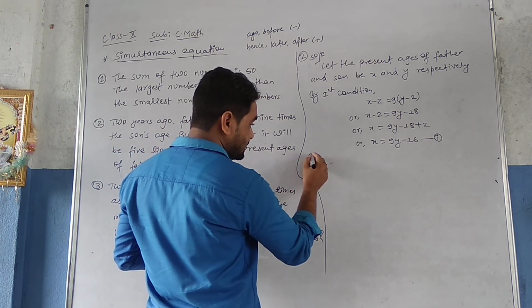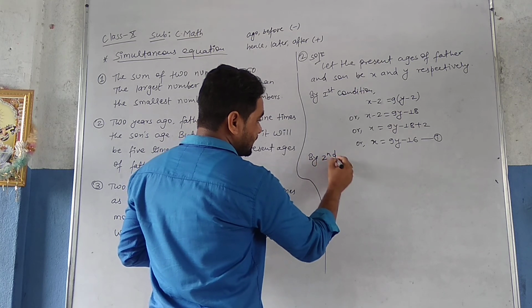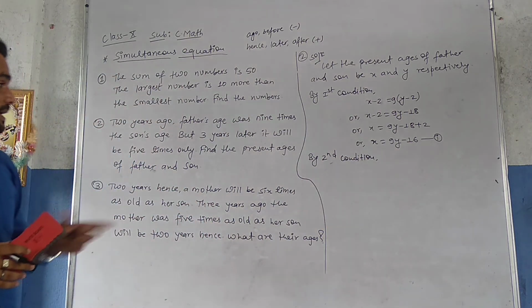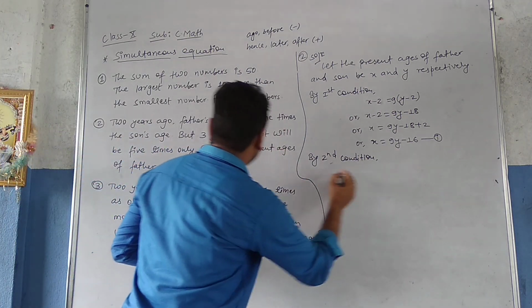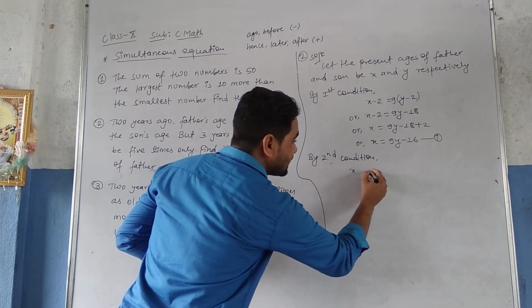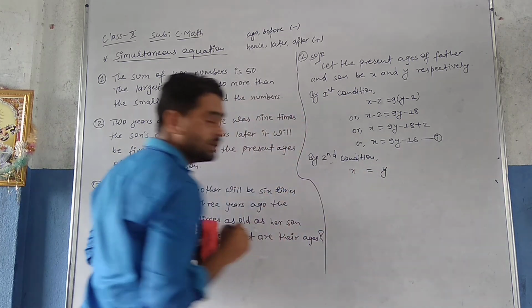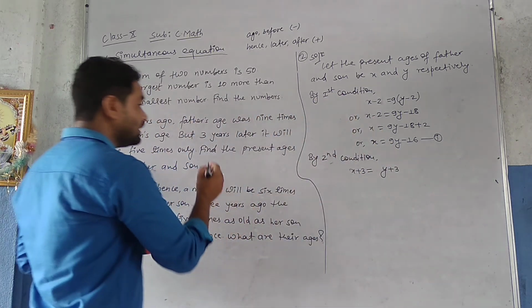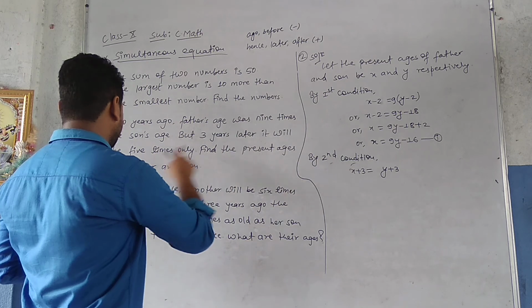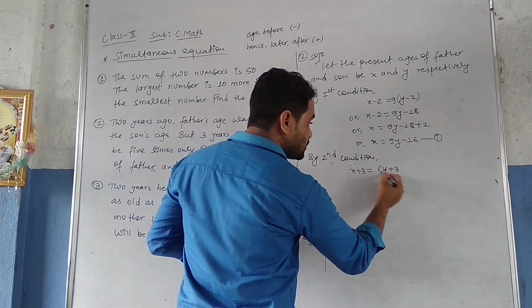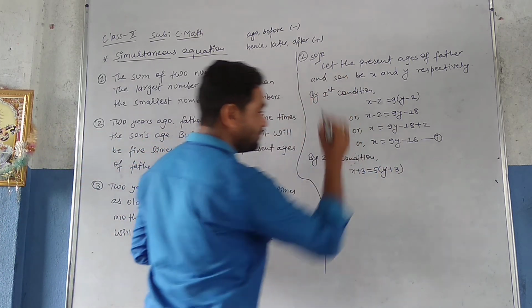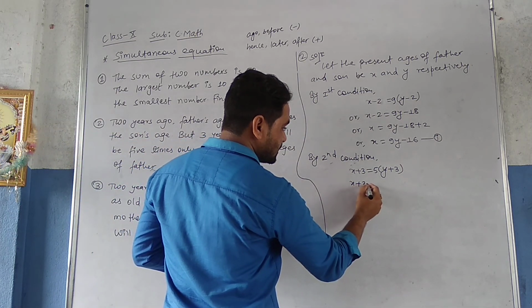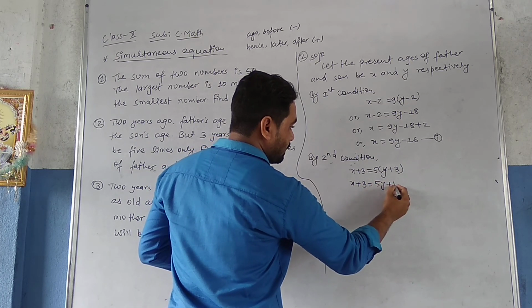So by the second condition, that means 3 years later, x and y, 3 years later. And the father is 5 times the son, so we have to multiply this sum by 5. We get it like this. Let's simplify that. x plus 3 equals 5y plus 15.